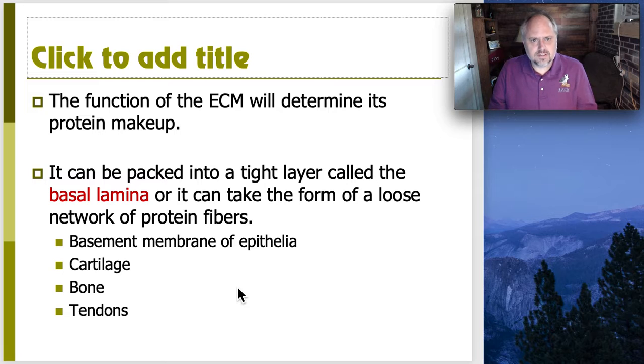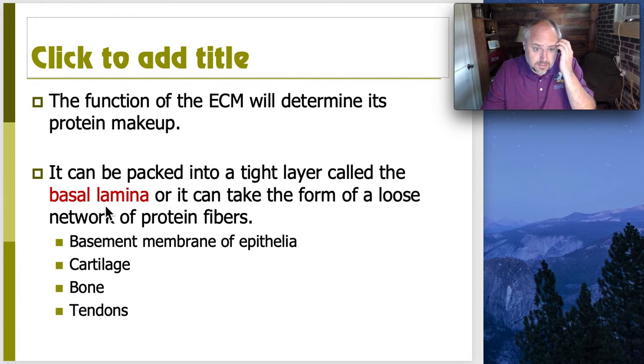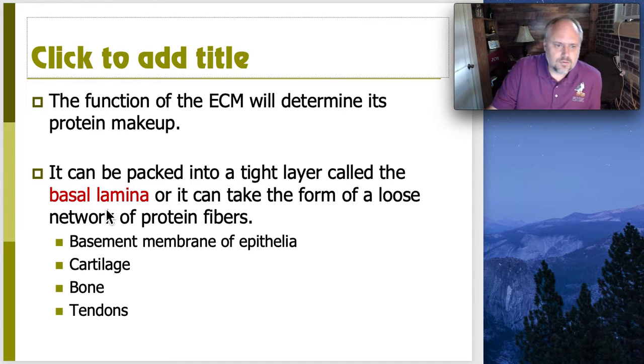The function of the extracellular matrix, depending on the tissue it's in, will be determined by what it has in it. And so I just want to give you a few examples here. There are some that are packed so tightly that you would call them a basal lamina. It's basically an underlayment for other tissues to build on top of. Very strong, very hard to break. And then you may also have others that are a little bit looser.